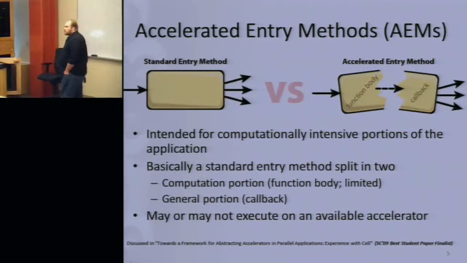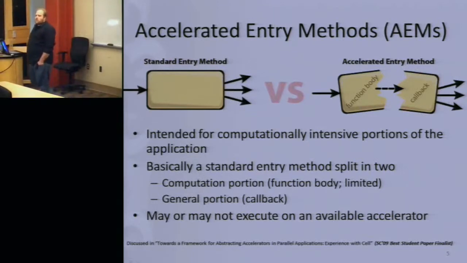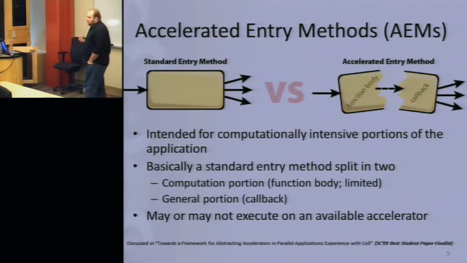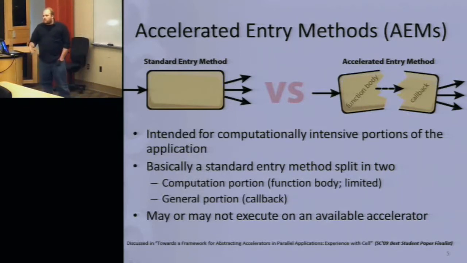So inside of Charm++, a Charm++ application is basically broken down into a large set of tasks, where each task is embodied inside of an entry method, and that entry method is associated with a chare object. You can think of it as the location or the data associated with executing that task. And there's a variety of these entry methods inside of Charm++, threaded entry methods, expedited entry methods, the list goes on. We're adding another one called accelerated entry methods. And the general idea is that an accelerated entry method is intended for the compute-intensive portions of your application.